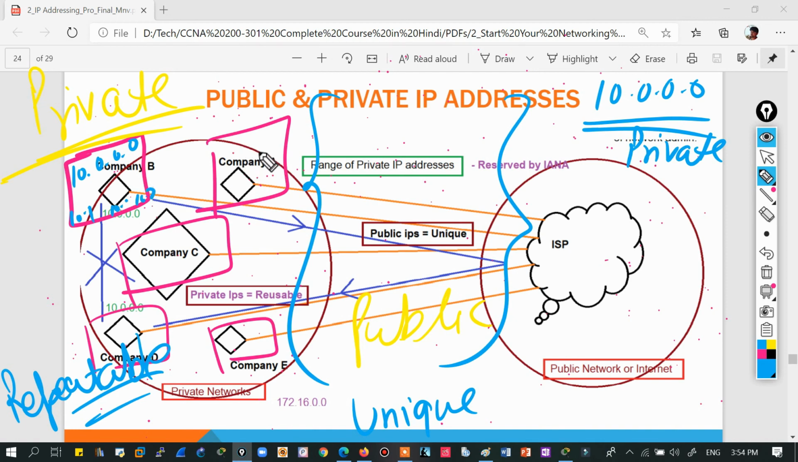Again, company C can use the same network, 10.1, 10.2, 10.3, like this, the 10.0 network. It means all of the enterprises in the world can use the same network. Make sense? Not the same IP; 10.1, 10.2 cannot be the same within a network, but these are unique IPs within the network, while the networks are not unique across your enterprises. So now they need to connect to the internet.